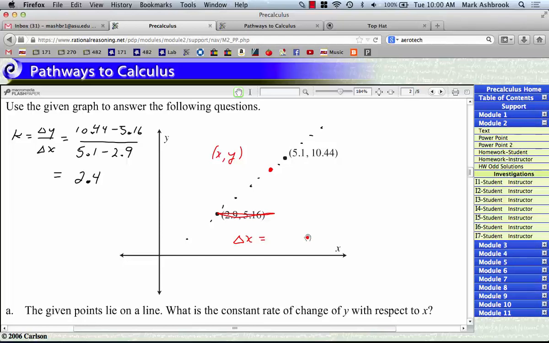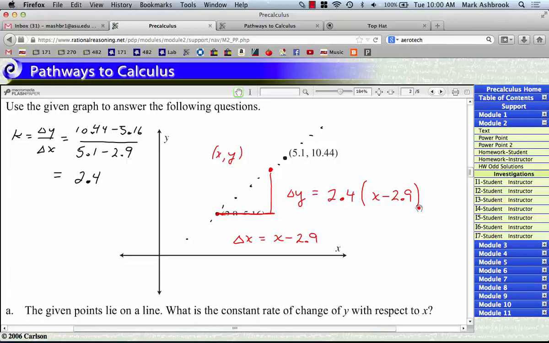Tell me, what is it? What's the change in x? x minus 2.9. That's how much x changes if it's starting at 2.9 and ending here. What's next? The corresponding change in y is? The constant rate of change times the change in x, right? You can calculate changes in y by a constant times the change in x. And our changes in y are always 2.4 times changes in x.